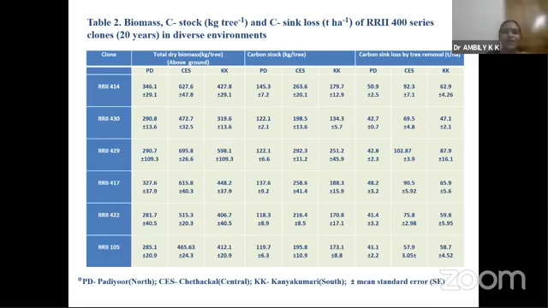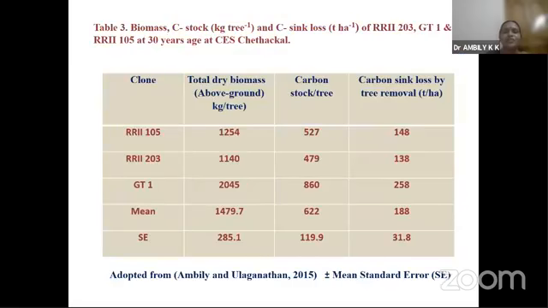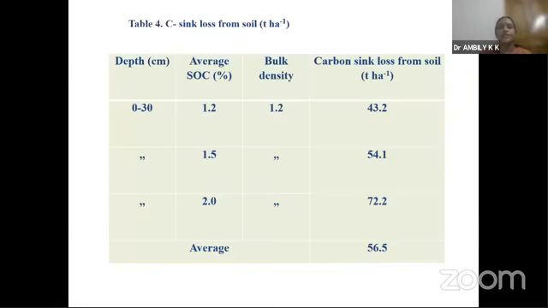Then there are another 3 clones here. There is also clonal difference, and here the carbon in soil is depicted. Here, in rubber soils, the soil organic carbon is in a good condition, ranging from 1.2 to 2, and therefore the carbon sink in soil is also reasonable.